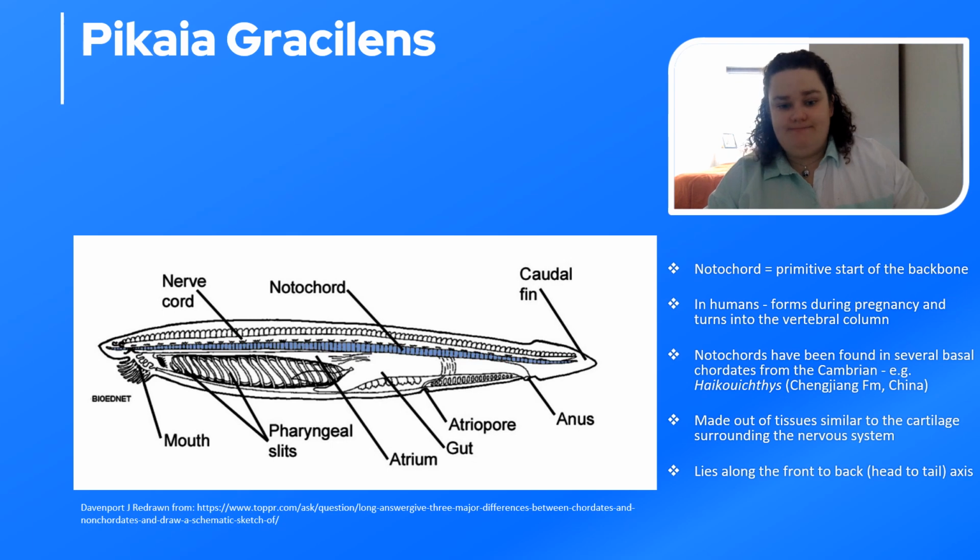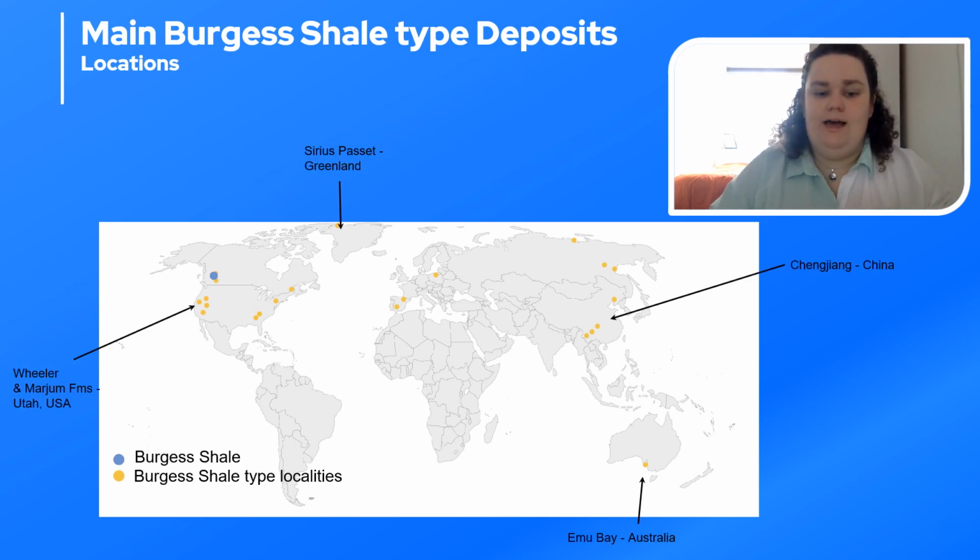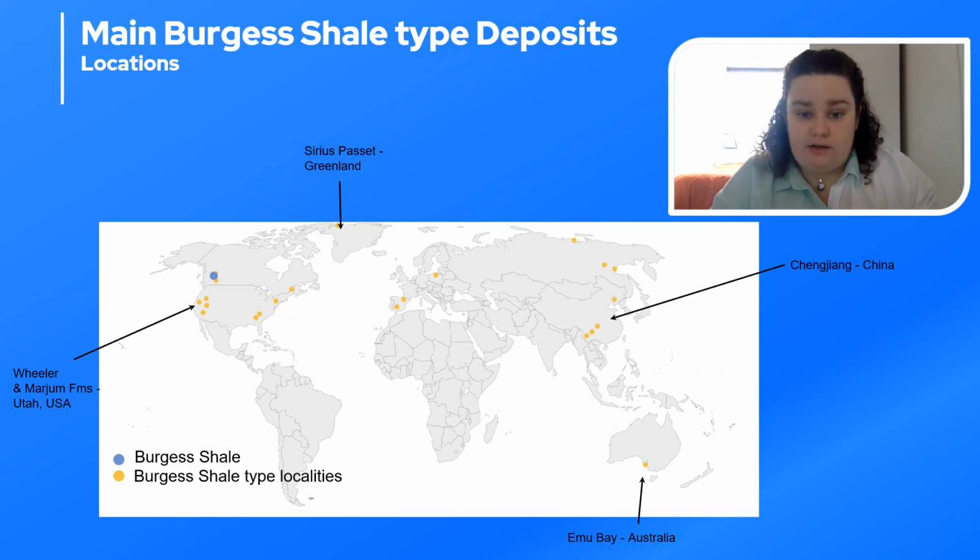Here are the locations of the main Burgess Shale type localities. There are over 40 localities worldwide which exhibit Burgess Shale type preservation. Some key ones include the Wheeler and Marjum formations in Utah in the USA, Sirius Passet in Greenland, Chengjiang in China, and Emu Bay in Australia.